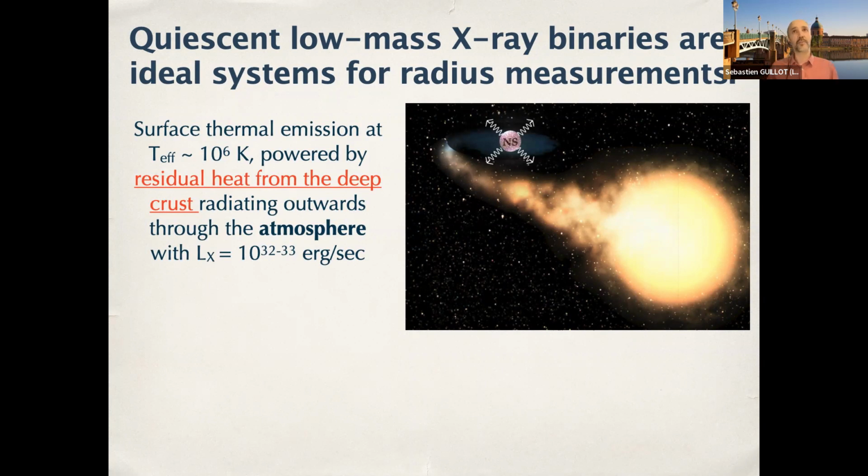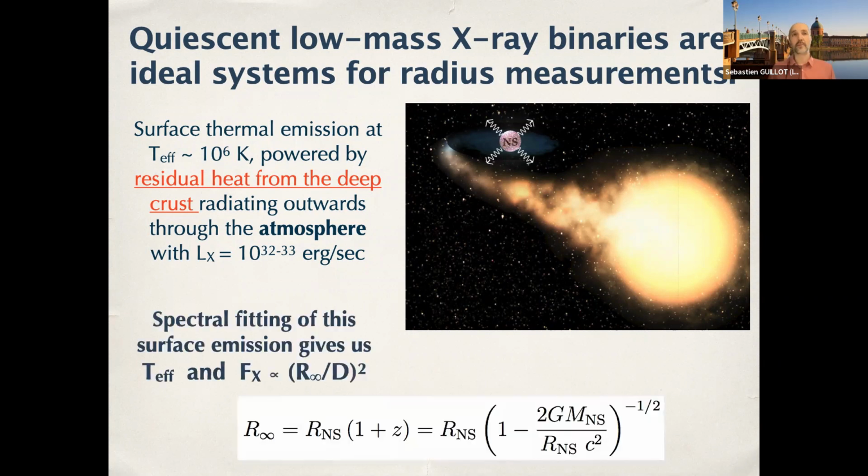So we look at those objects when they are in quiescence, when the accretion has stopped or significantly reduced, so that the neutron star crust that has been heated during accretion can finally radiate. It always radiates, but when there's accretion, the X-ray emission is dominated by the accretion. When there's no accretion, we can finally see the relatively faint surface of the neutron star, with luminosity of 10 to the 32, 10 to the 33 ergs per second.